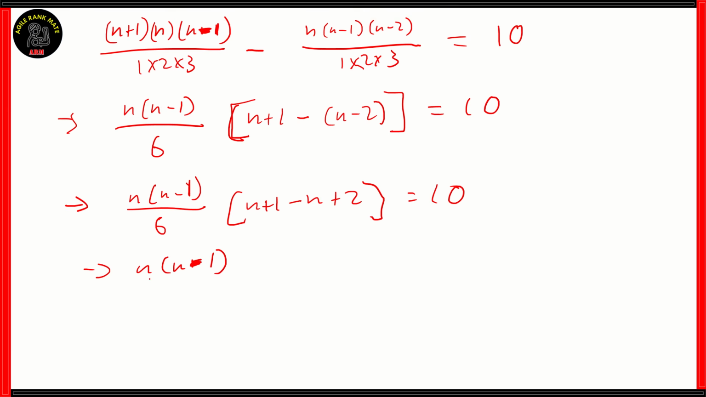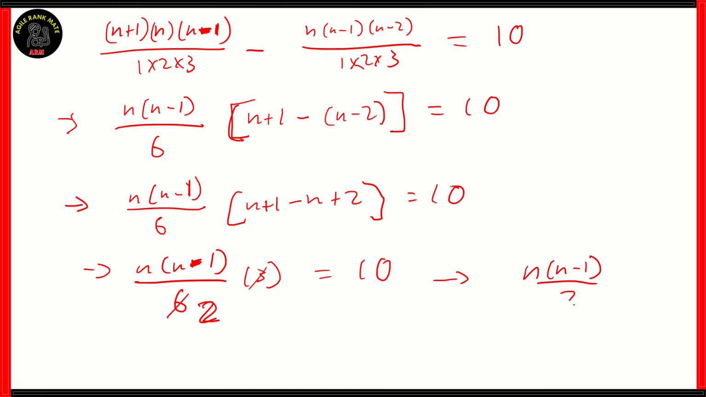So n times n minus 1 over 6. And then inside this bracket, n and n get cancelled out. 1 plus 2 gives you 3, which will be equal to 10. 3 cancels out 6, the quotient is 2. So what we have in the equation is n times n minus 1 over 2 equals 10. So this implies that n times n minus 1 will be 10 times 2. That will be 20.